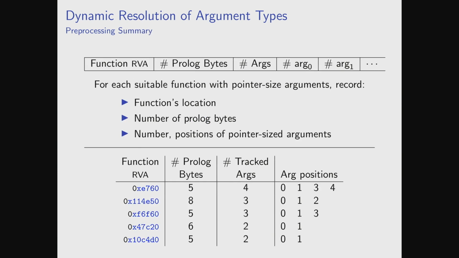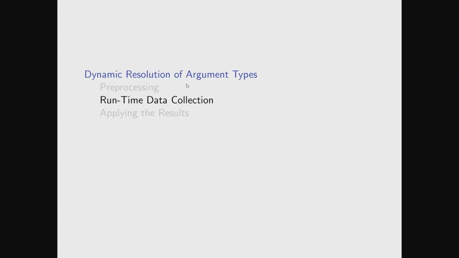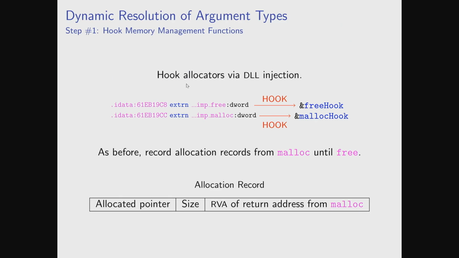So this is the data that I collect. Where the function is, how many bytes in the prologue we will be overwriting, and then how many arguments we are tracking and where the arguments are. So now at runtime, we hook the memory allocators same as before, not the paging stuff, but just keeping track of where the allocations are, where the pointers are, how big they are, and where they came from.